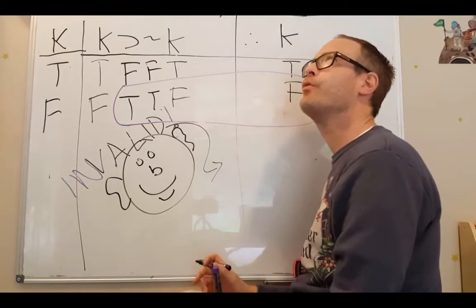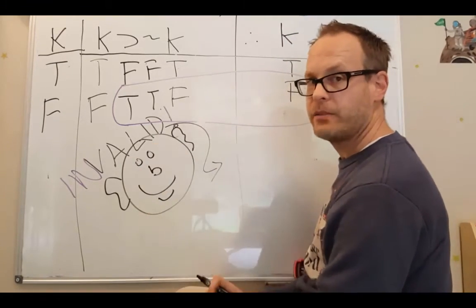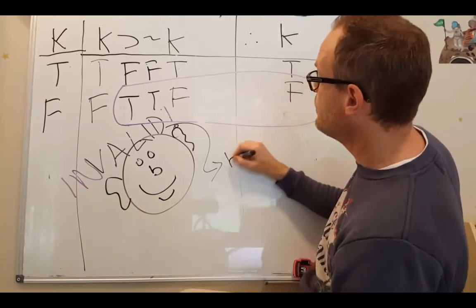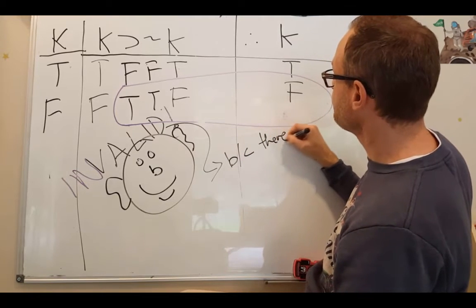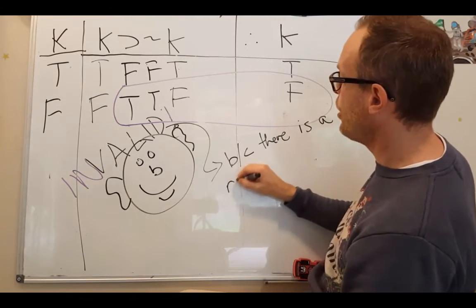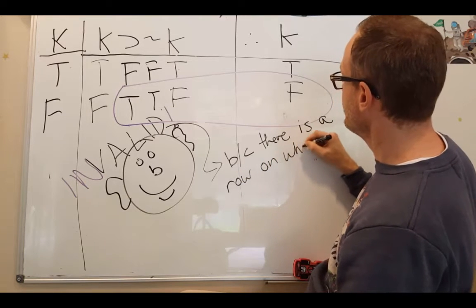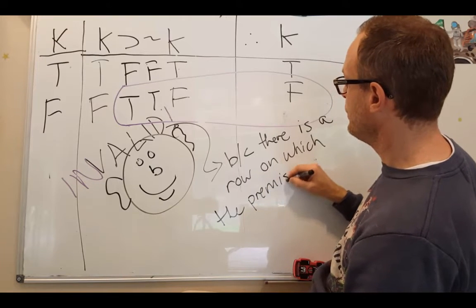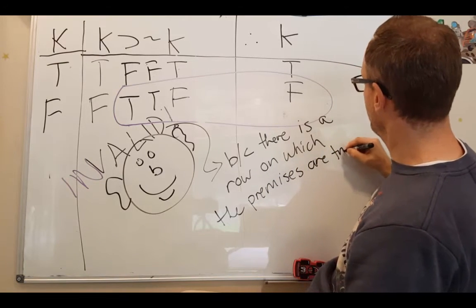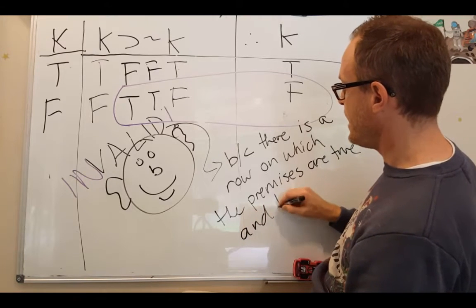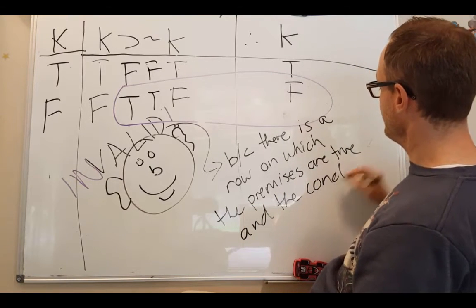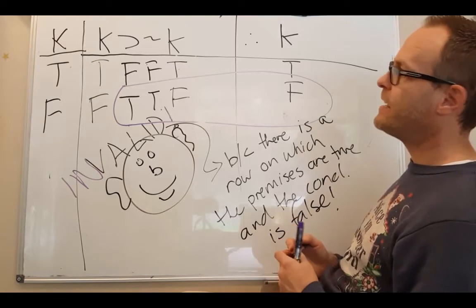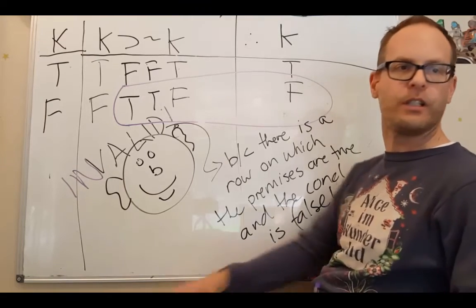We have to write the all-important description. Don't do what I was about to do. Instead, make sure that you write the following statement to me. Invalid because there is a row on which the premises are true and the conclusion is false. Okay, so that is how your answer to number 12 will look.